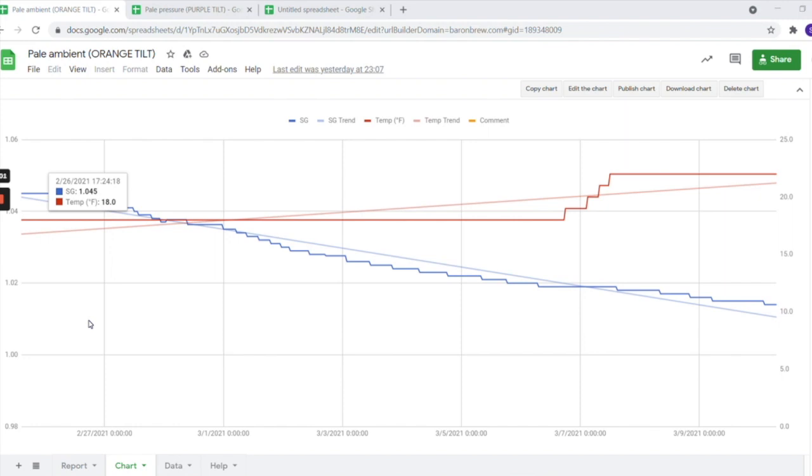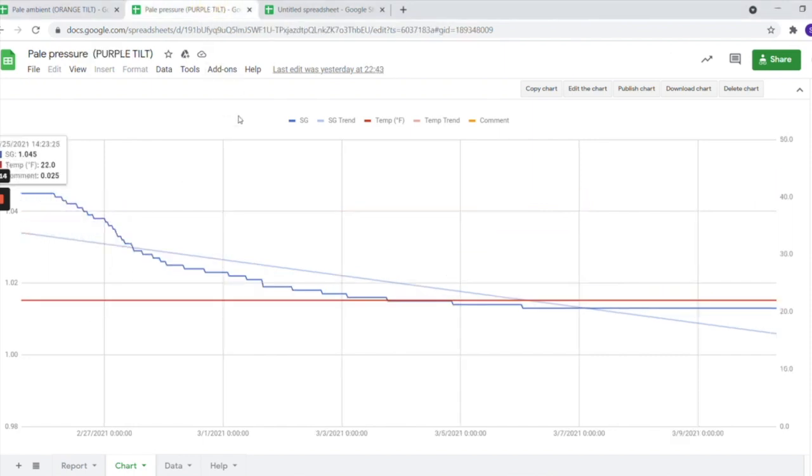This number is also quite typical, as those of us who have fermented with US-05 yeast before know that it takes about 10 to 14 days to reach complete attenuation. Now let's compare this to our pressure fermentation data.